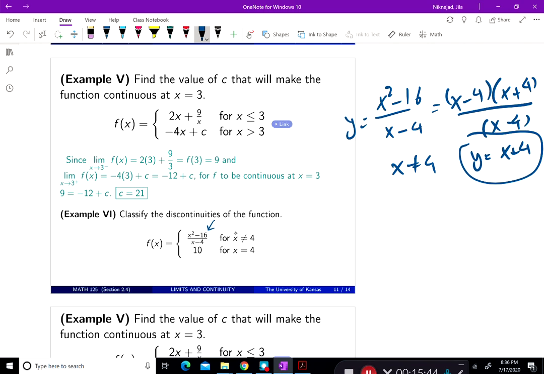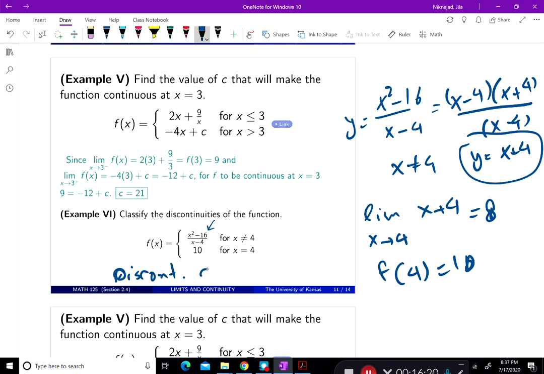So what I need to do is also find the limit at the cutoff. For both limits, to the right and to the left of 4, I will basically use the same rule of the function, and that is 8. And so 8 is not equal to 10, which is f of 4. These two are not equal to each other. Therefore, the function is discontinuous at x equal to 4.